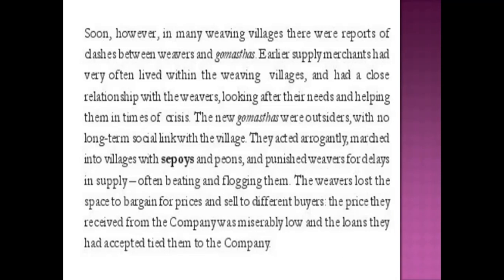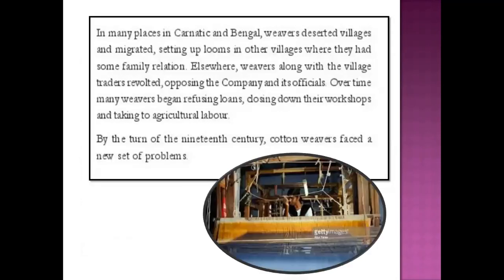They acted arrogantly and marched in with the sepoys and sometimes the peons, beating and punishing the weavers when they were not working on time. So the weaver lost the ability to bargain, had no good relationship with outsiders, and like that came totally under the grip of the British. The weavers' condition was spoiling. So in many places in Carnatic and Bengal, the weavers deserted villages and migrated, setting up looms in other villages where they had some family relationships. Some of them started going to other places.